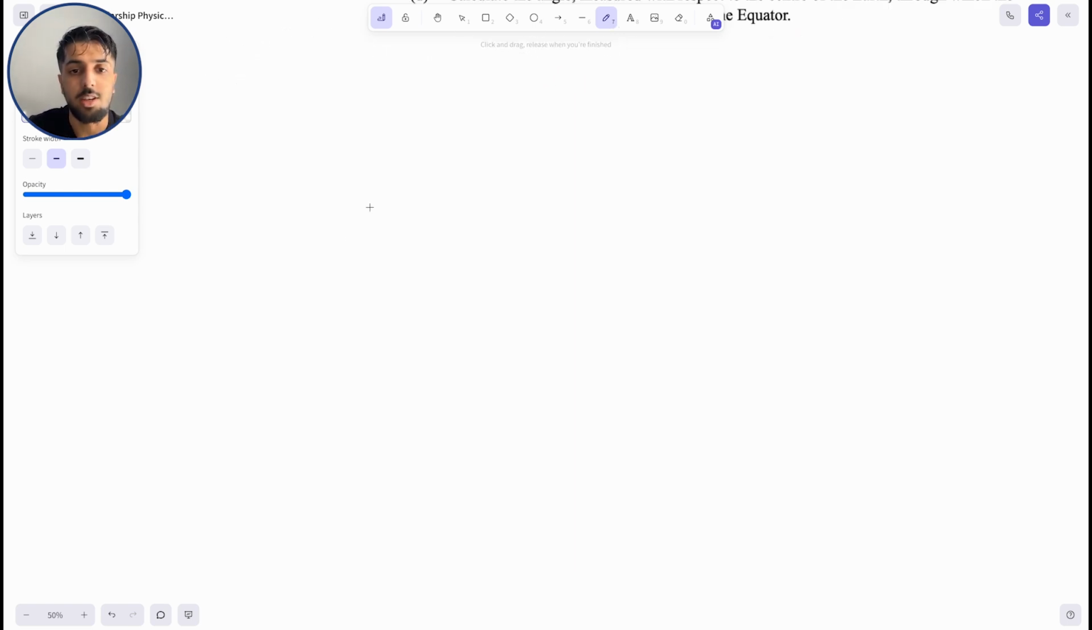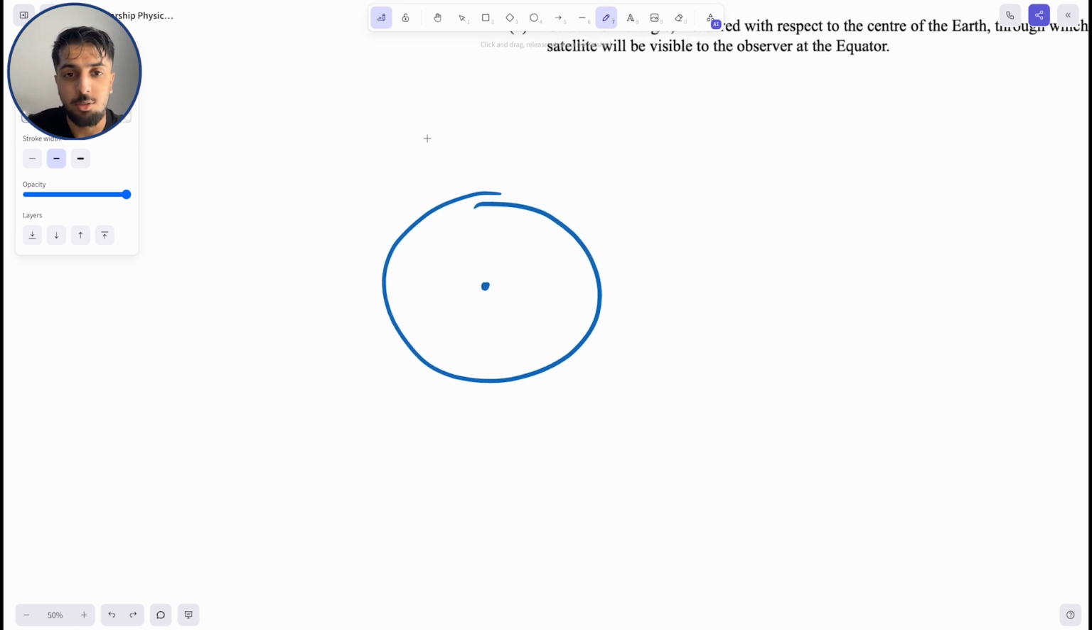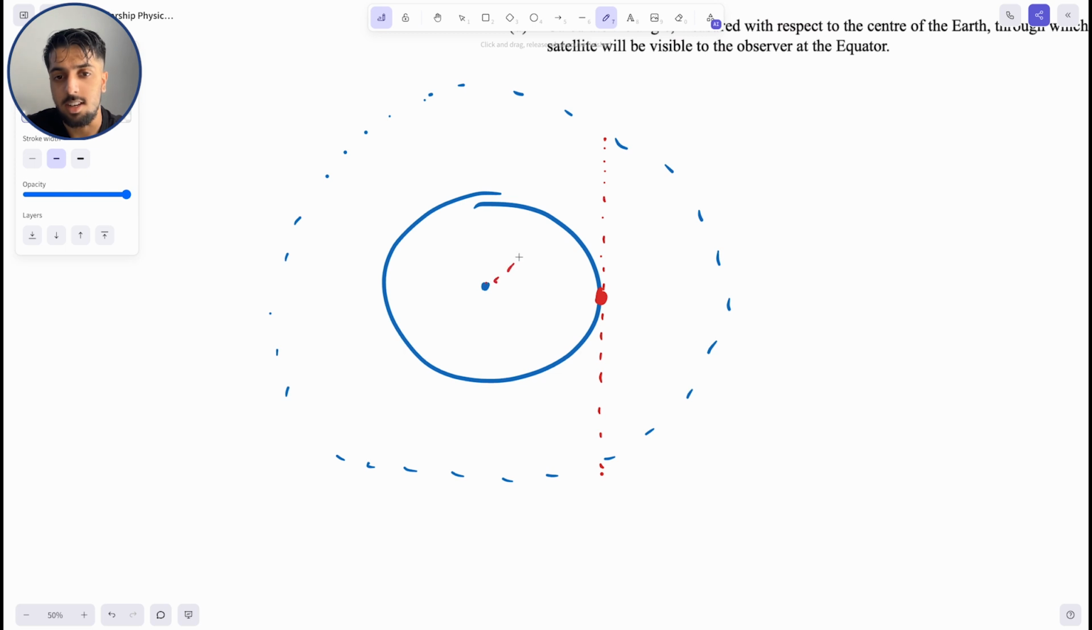So again, if we have our Earth right here, and we have Earth's center right there, because we're measuring with respect to the center of the Earth, there is going to be an orbital radius of the satellite, which is this dotted line right here. And therefore, if someone stands at the equator, there is going to be a certain angle at which they can see the satellite.